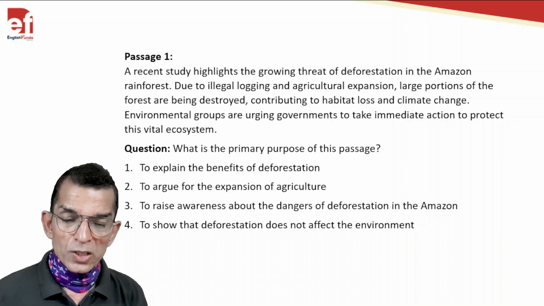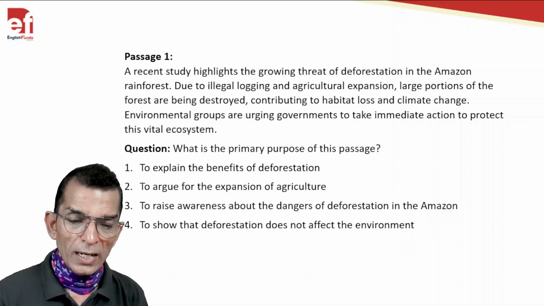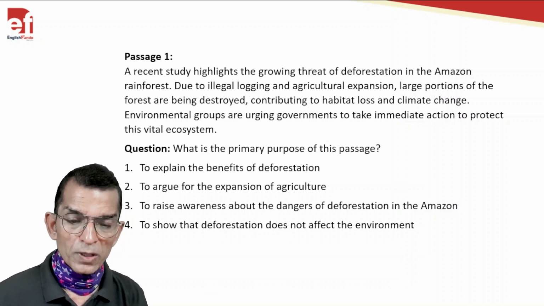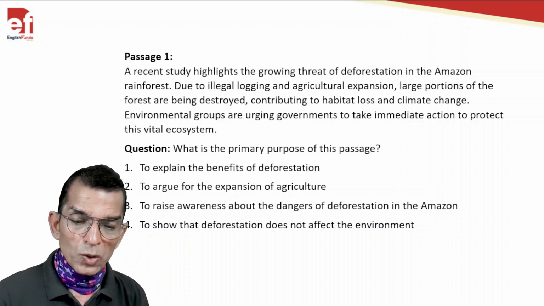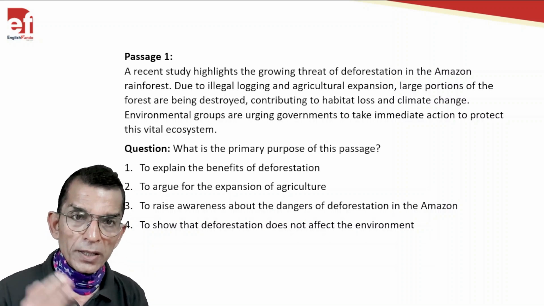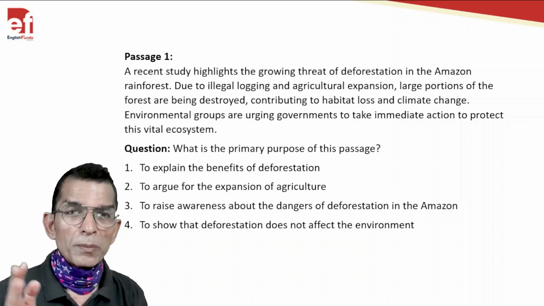Okay, what is the answer to this? A recent study highlights the growing threat of deforestation in the Amazon rainforest. Due to illegal logging and agricultural expansion, large portions of the forest are being destroyed, contributing to habitat loss and climate change. Environmental groups are urging governments to take immediate action to protect the vital ecosystem. What is the primary purpose?